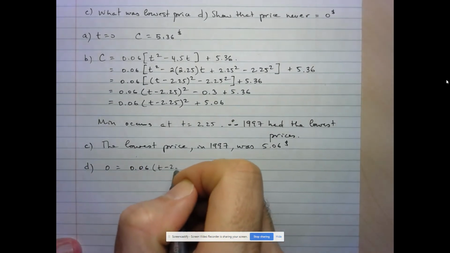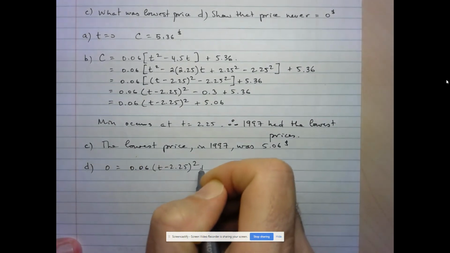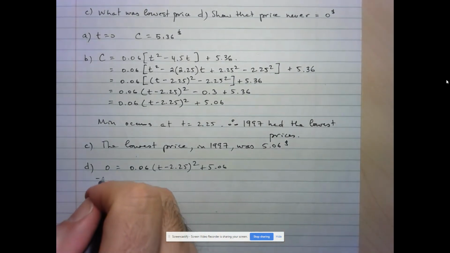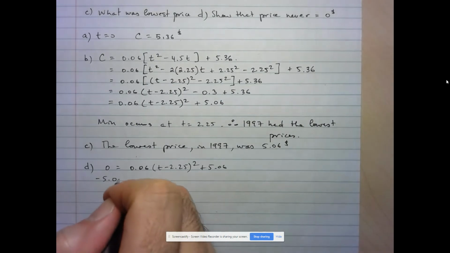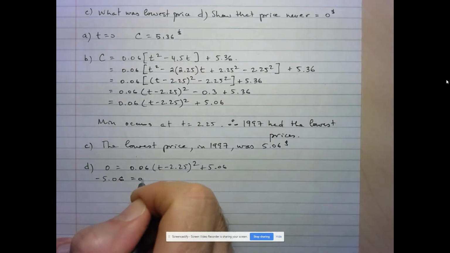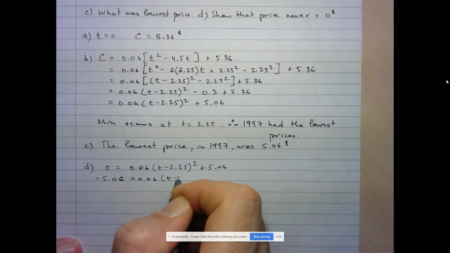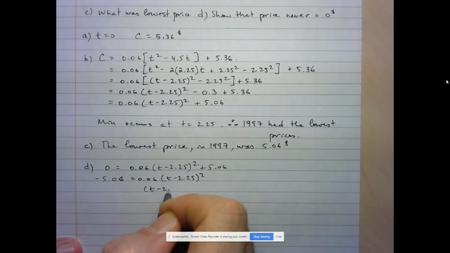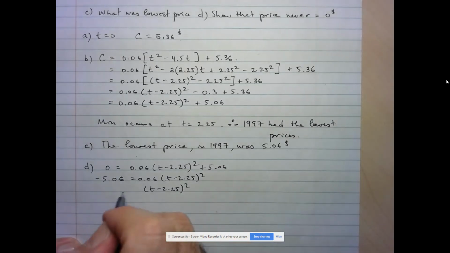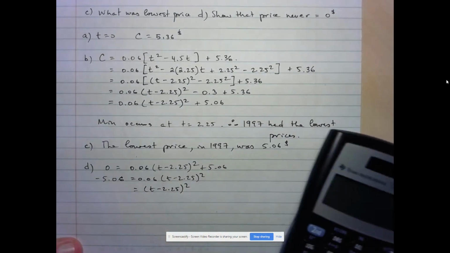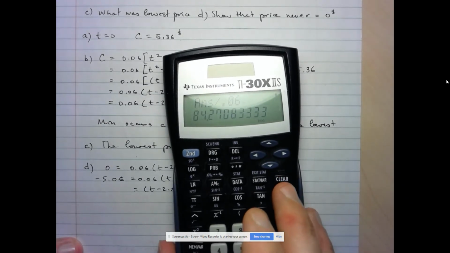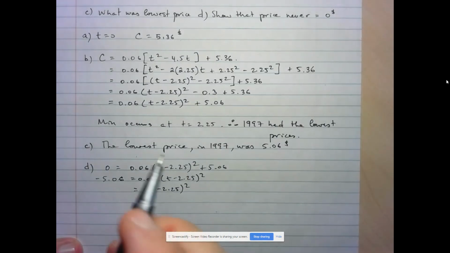So t minus 2.25 squared plus 5.06. And if I try to solve this, well, let's bring the 5.06 to the other side. It becomes negative 5.06. Okay. Next step here, I'm going to divide both sides by 0.06. So here 5.06 divided by 0.06. So that's negative 84.27.